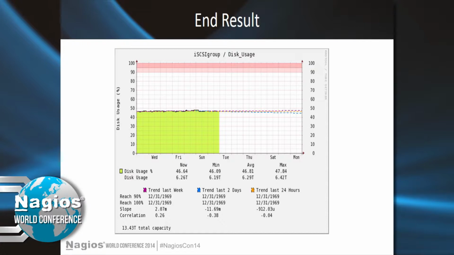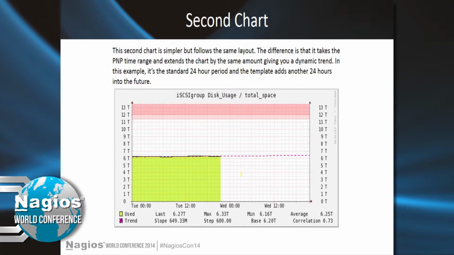So in my template, I built a second graph that uses the real numbers. And here, the slope makes a lot more sense. And we have also figured out how to get the step. I got the base, which is the y-intercept, and the correlation. So we'll talk about these numbers more in a second. But at the same time, I can see right now, or not right now because this isn't live, we're growing at 649 megabytes every 10 minutes.